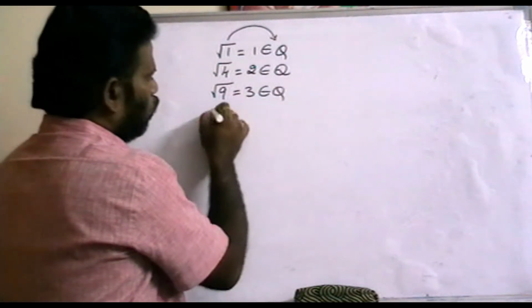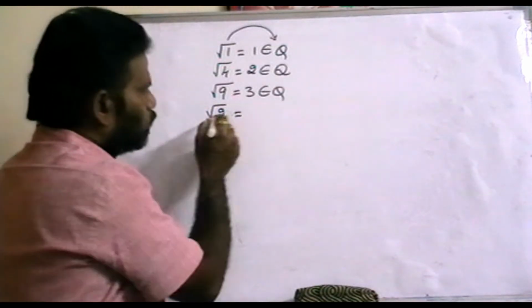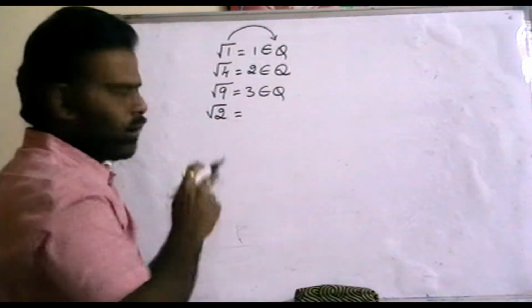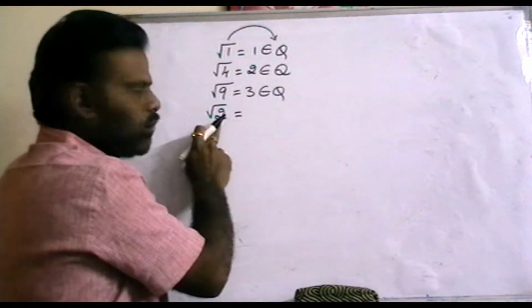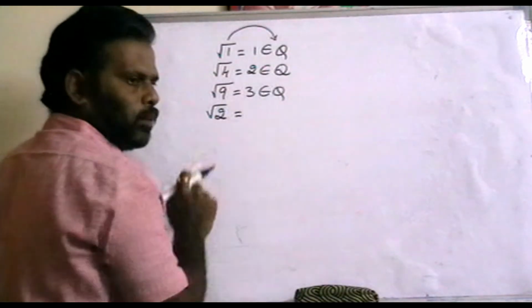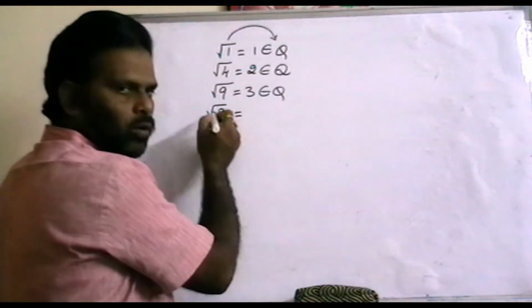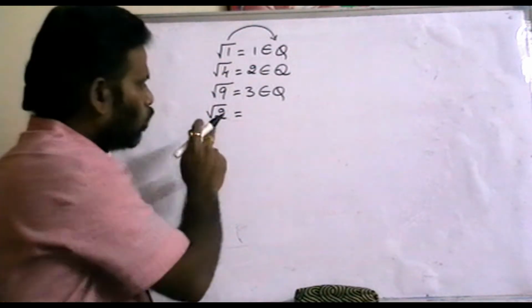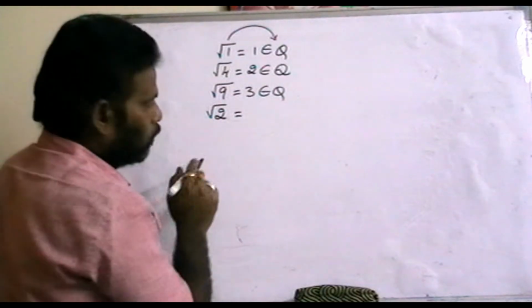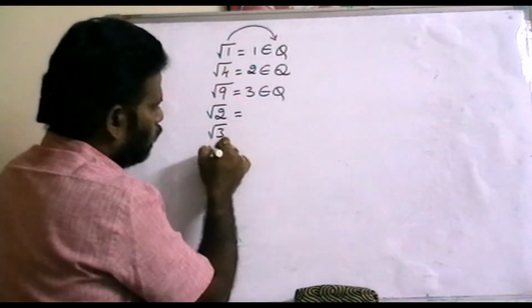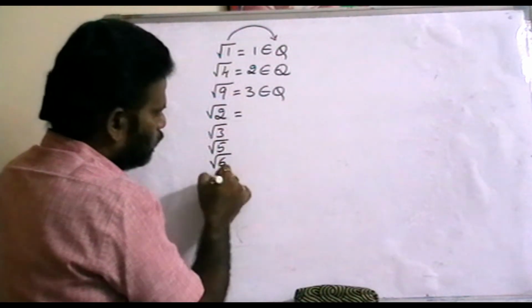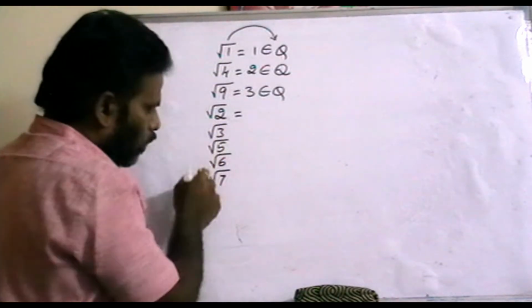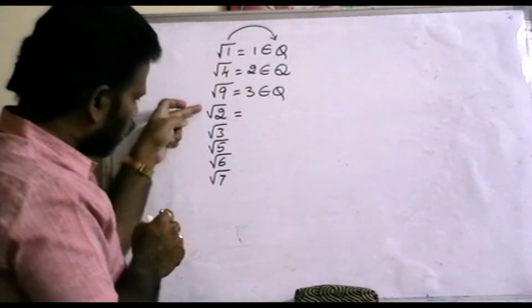Now what about root 2? Root 2 means 2 is not a perfect square. So root 2 is not a rational number. Why? Because root 2 is a non-terminating non-recurring decimal. So root 2 is an irrational number. Root 2, root 3, root 5, root 6, root 7, and so on, these are all irrational numbers. Why? Because they are not perfect squares.